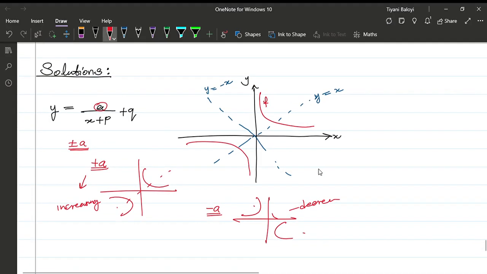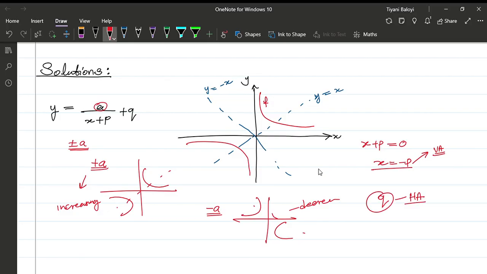And then what does p mean? Where you have x plus p here, when you equate this to 0, you get x is equal to minus p. This minus p is your vertical asymptote. So when you're asked to determine the vertical asymptote, you say x is equal to minus p, right? If this is given, then you can find x plus p by taking the negative to the other side, so it becomes a positive. You just change its sign. Then q, this plus q, is your horizontal asymptote. So y is equal to q is your horizontal asymptote, right?